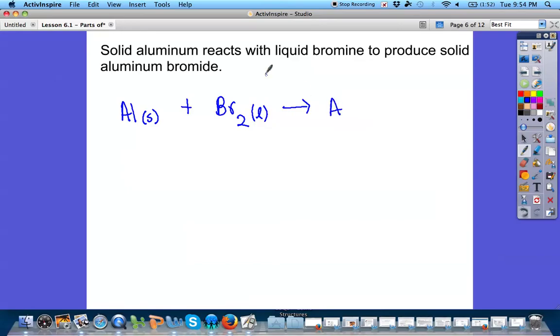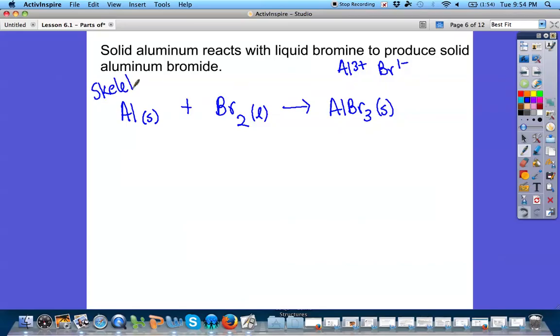Aluminum bromide. So we have to balance out our formula. Aluminum is a 3 plus, bromine is a 1 minus. We crisscross the numbers from the charges. This is our skeleton equation that I wrote here.